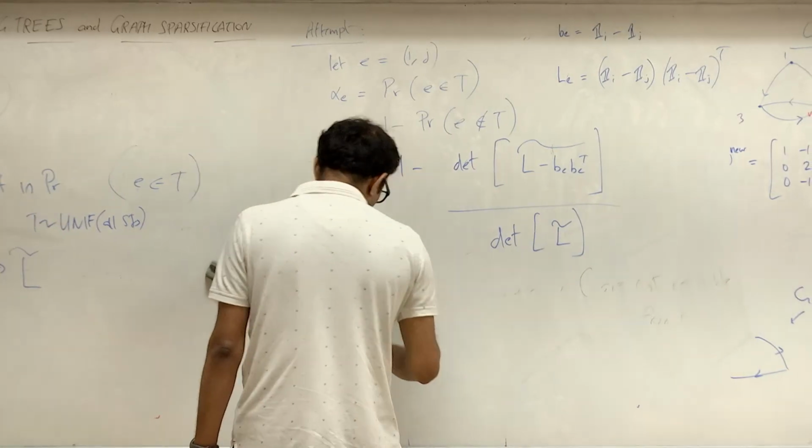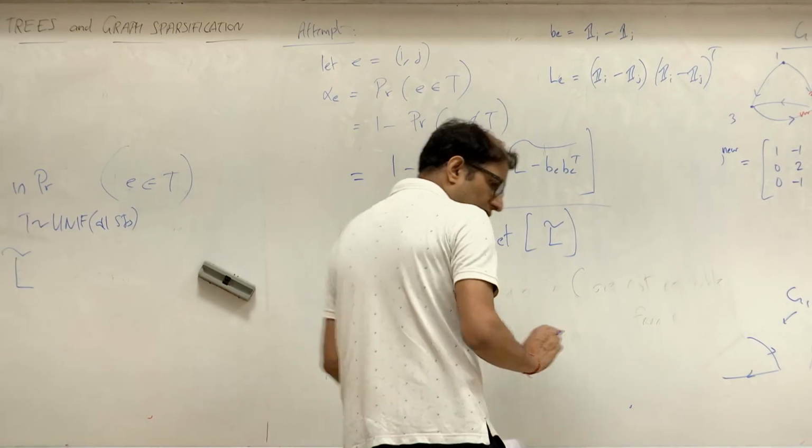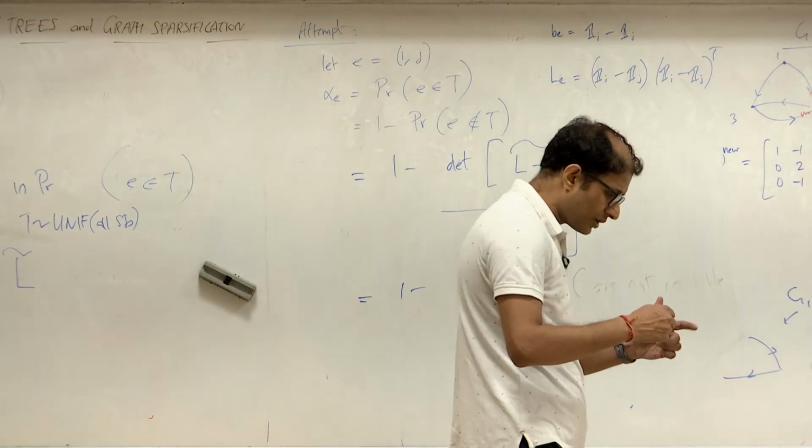Now, I claim without proof, that I will prove later, that this expression is equal to, so this is what is called the Sherman-Morrison formula.